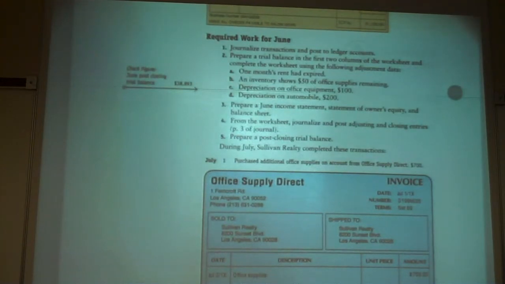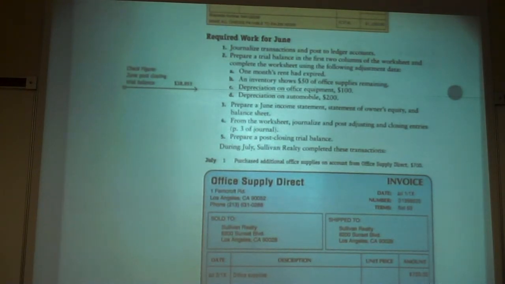It didn't give us an amount. So we're going to have to look at the transaction where we paid the prepaid rent and how many months we paid that rent for. And inventory shows $50 of office supplies remaining. So we'll have to do a calculation to determine what we used. Depreciation on office equipment was $100. And depreciation on automobile was $200. We don't have any adjustment there for the payroll.